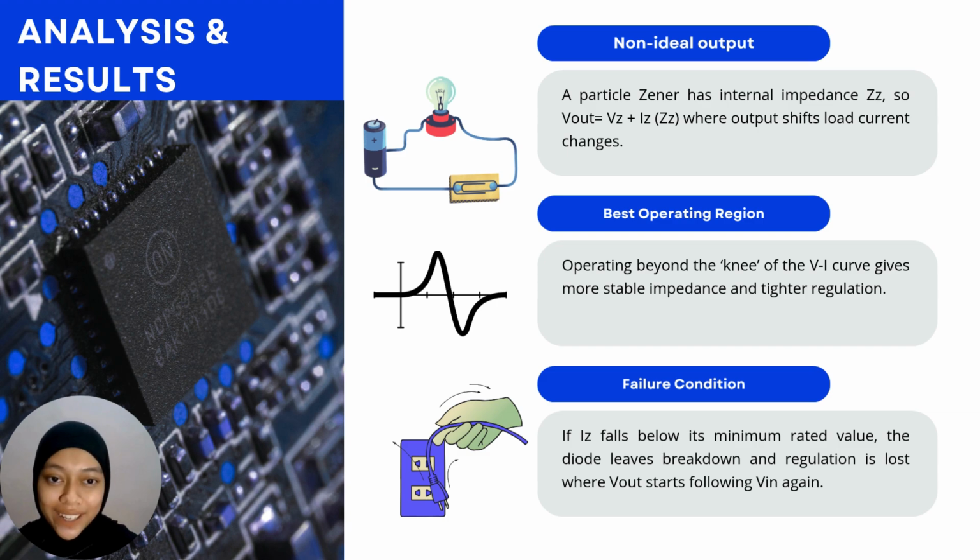Next, we move to the non-ideal output. A practical Zener has internal impedance Z, so Vout equals Vz plus Iz multiplied by Z, where the output shifts as load current changes. Second, we have the best operating region. Operating beyond the knee of the VI curve gives more stable impedance and tighter regulation. And last, we have the failure condition: if Iz falls below its minimum rated value, the diode leaves breakdown and regulation is lost, where Vout starts following Vin again.